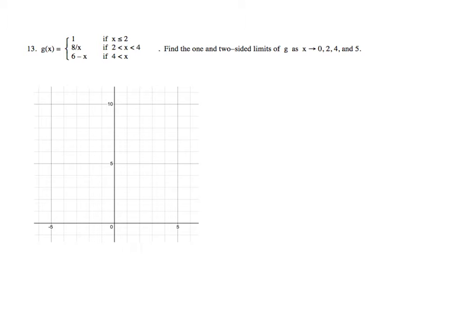And it just has to be a somewhat decent sketch. It doesn't have to be perfect. It just has to indicate what's happening around the points 2 and 4. Probably also 0 and 5.